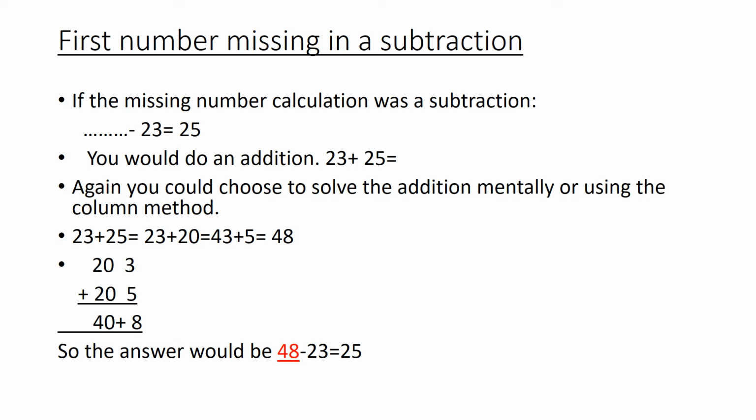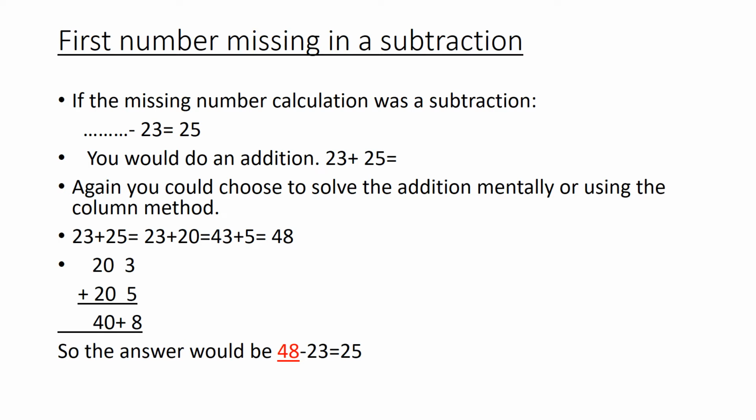Again, you can choose whether you solve this using a mental strategy or the column method. So if you're doing it mentally, I've started with the 23. I'm then adding the 10s first, which is 20, and that gives me 43. Then I add the 1s, which is 5, and that gives me 48.